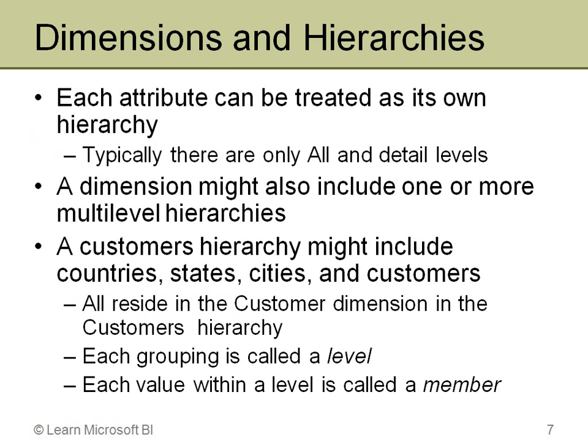So I want to talk a little bit about dimensions and hierarchies. Each attribute in Analysis Services 2005 and 2008, each attribute in a dimension is basically treated as its own hierarchy. In fact, they are called attribute hierarchies. Now, attributes by themselves are usually not terribly exciting. It is an all level and then the detail for that particular attribute. So, for example, if you had product category, it's simply all and then 3 or 4 or 5 or 10 or however many product categories you have.